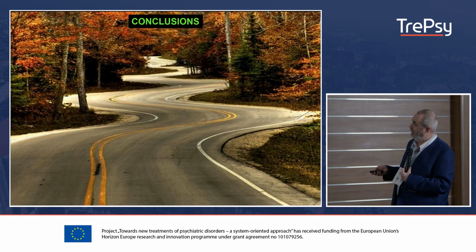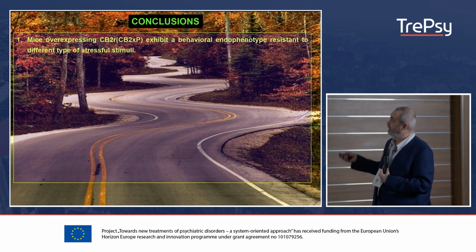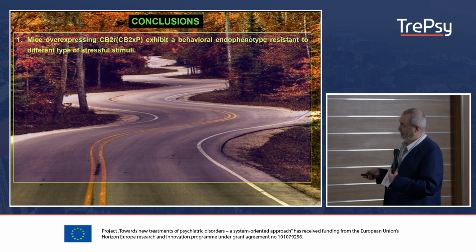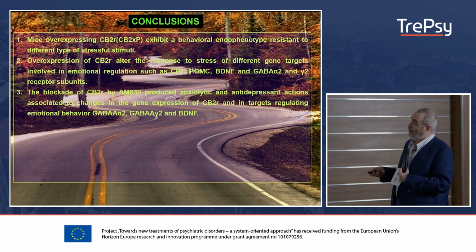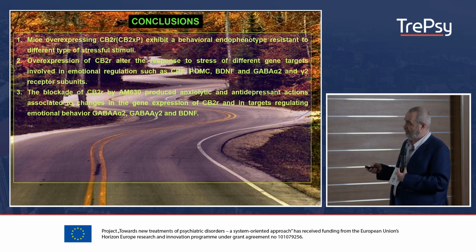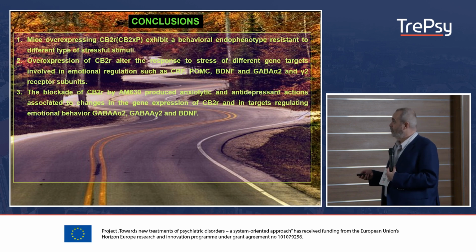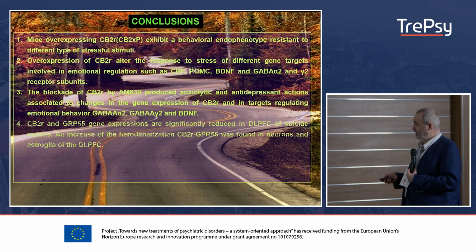So with this, the conclusions are that the mice overexpressing CB2 receptor exhibit a behavioral endophenotype resistant to different types of stressful stimuli. Overexpression of CB2 receptor alters the response to stress of different gene targets involving emotional regulation, such as CRF, POMC, BDNF, GABA alpha-2, and gamma-2. I didn't show all of these results in the presentation. The blockade of the CB2 receptor by AM630 produces anxiolytic and antidepressant action associated with changes in the gene expression of the CB2 receptor and in targets regulating emotional behavior like GABA alpha-2, gamma-2, and BDNF.